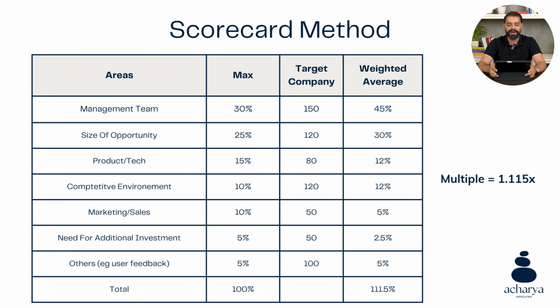So to give you an example, let's say we took a target company and we rate that target company out of 100. We give it a score. So for example, in this case, we've given the management team 150 out of 100 for this particular industry.